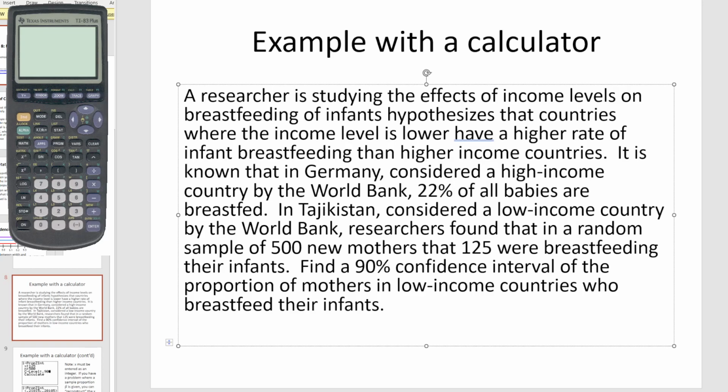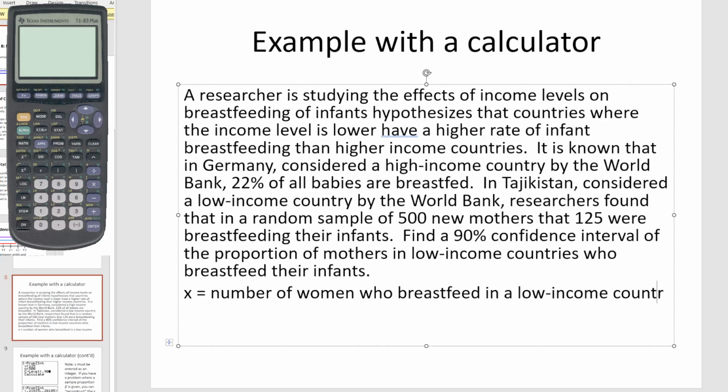So what we want to do here is we should still state our random variable and parameter in words. X is going to be the number of women who breastfeed in a low-income country. And P is going to be the proportion.